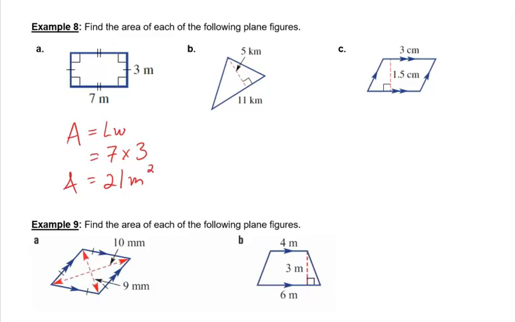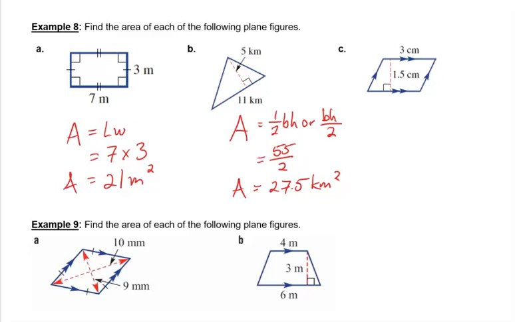Now I've got a triangle, and the area of a triangle is equal to 1/2 base times height, or exactly the same thing, base times height over 2. It just depends on which way you like to look at it. I'm going to do the second way, 1/2 of 5 times 11, so 55 over 2, or 1/2 of 55. So the area is going to be equal to 27.5. What do we have? Kilometers, and the unit is squared.